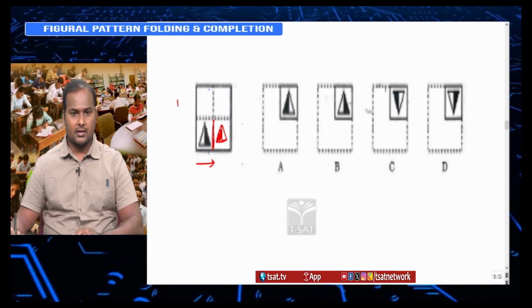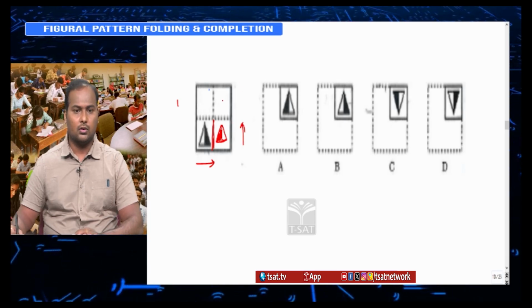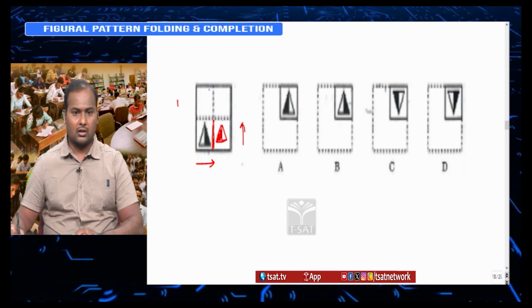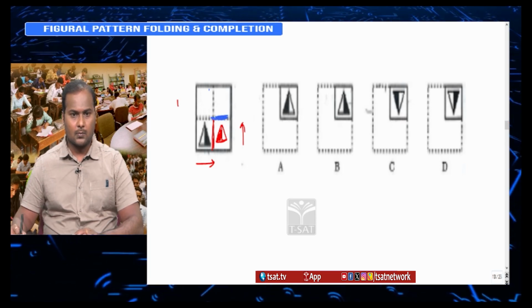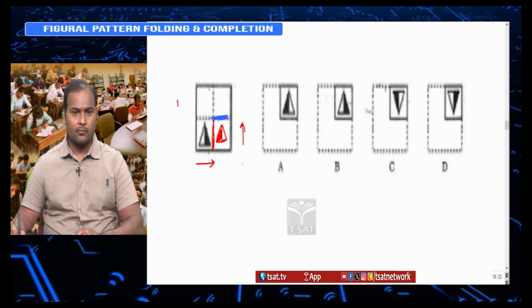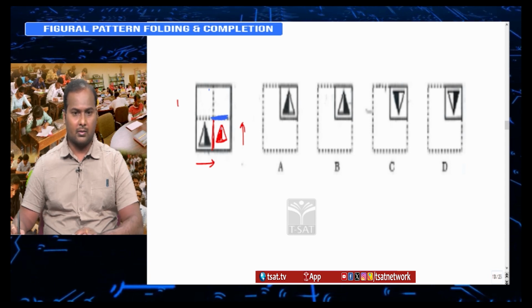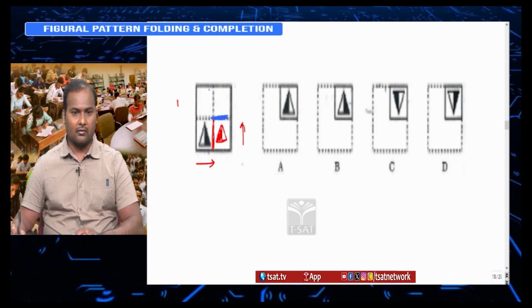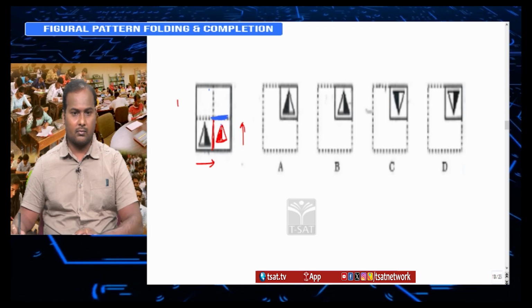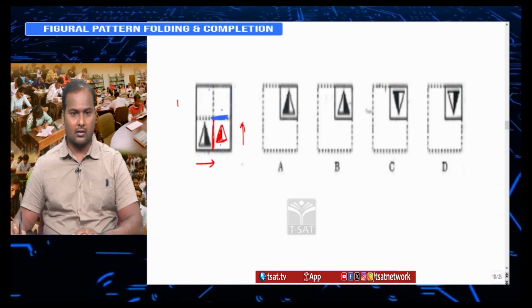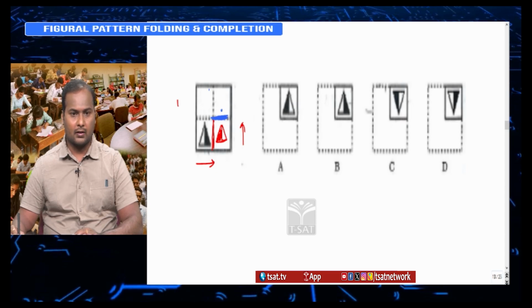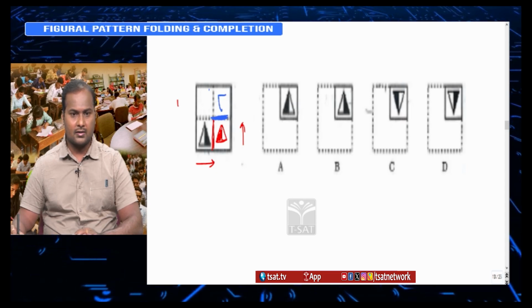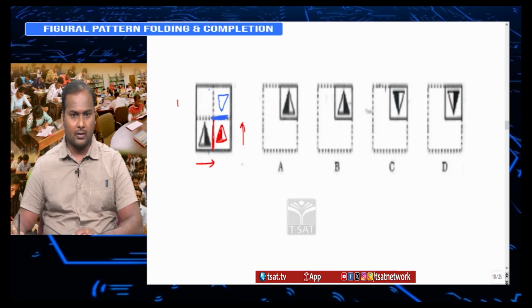The second folding is, he is folding from bottom to top. When you are folding from bottom to top, now this line will become the mirror. When this line becomes the mirror, whatever is near the mirror, keep near the mirror, whatever is away from the mirror, keep away from the mirror. This point is near the mirror, so keep the point near the mirror. This base is away from the mirror, keep that base away from the mirror.